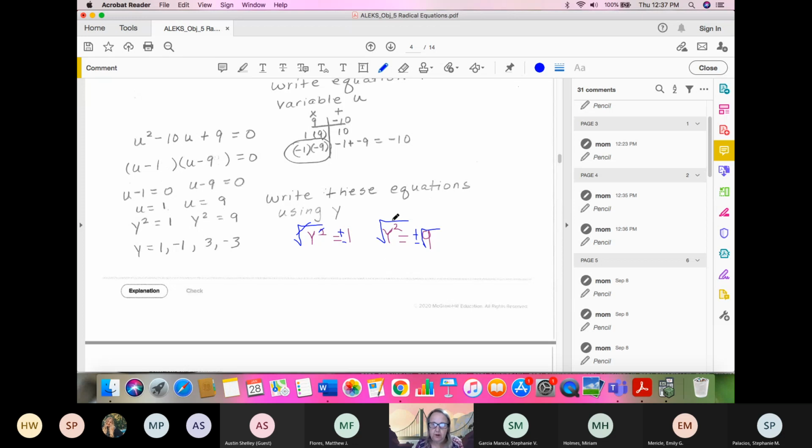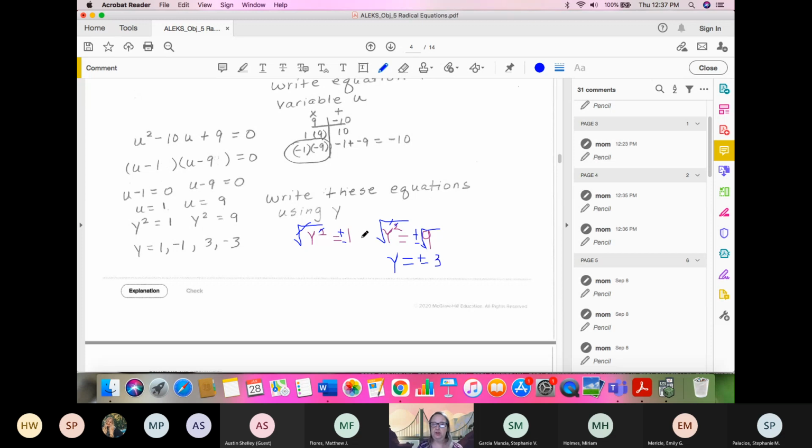Here, this square root undoes this square. So we get y equals plus or minus, what's the square root of 9? What's the square root of 9? It is 3. That's correct. So we get plus or minus 3 here.